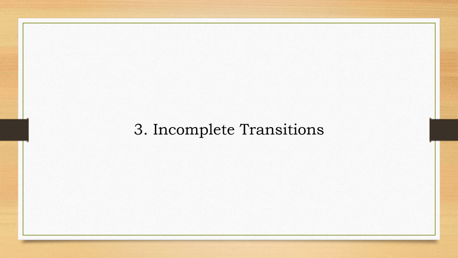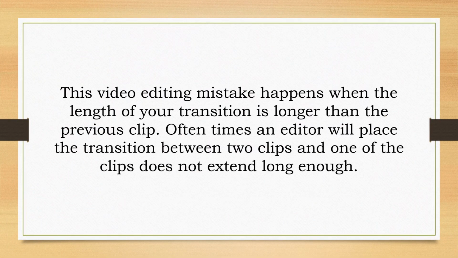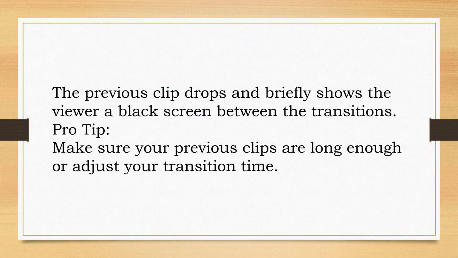3. Incomplete transitions. This video editing mistake happens when the length of your transition is longer than the previous clip. Oftentimes an editor will place the transition between 2 clips and one of the clips does not extend long enough. The previous clip drops and briefly shows the viewer a black screen between the transitions. Pro tip: make sure your previous clips are long enough or adjust your transition time.